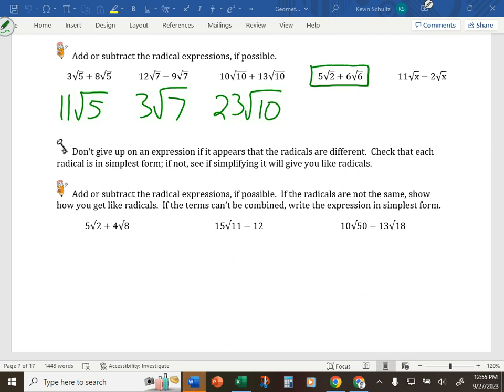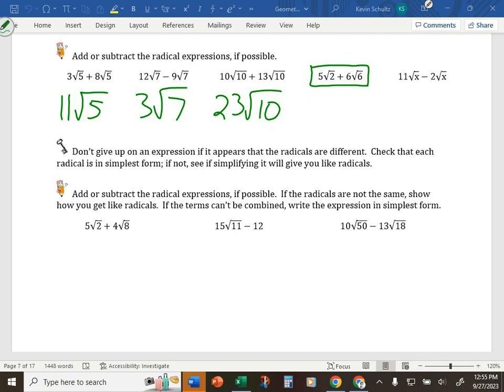Yes, Andrea? Anything more we can do? No, this is your final answer. That's your final answer. Okay? If you can't get the roots the same, then that's all you can do.